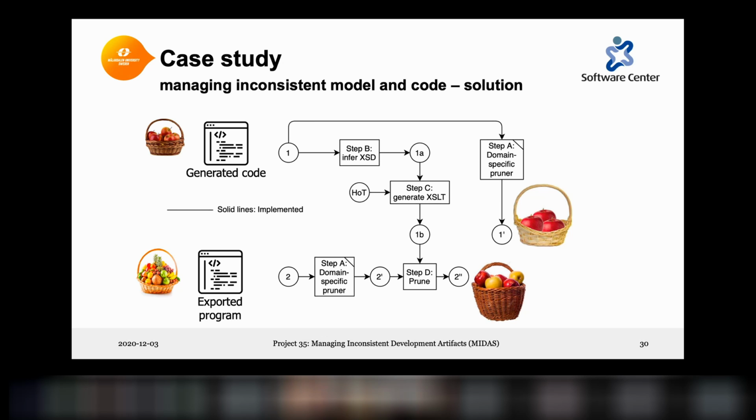Now we can try to compare these two baskets, 1 prime and 2 double prime, and see, okay, maybe there are some of these yellow apples that have been added, or there's some other differences. But we can now finally properly compare them. So we had to set up this entire framework just to be able to properly get the difference between these two programs.